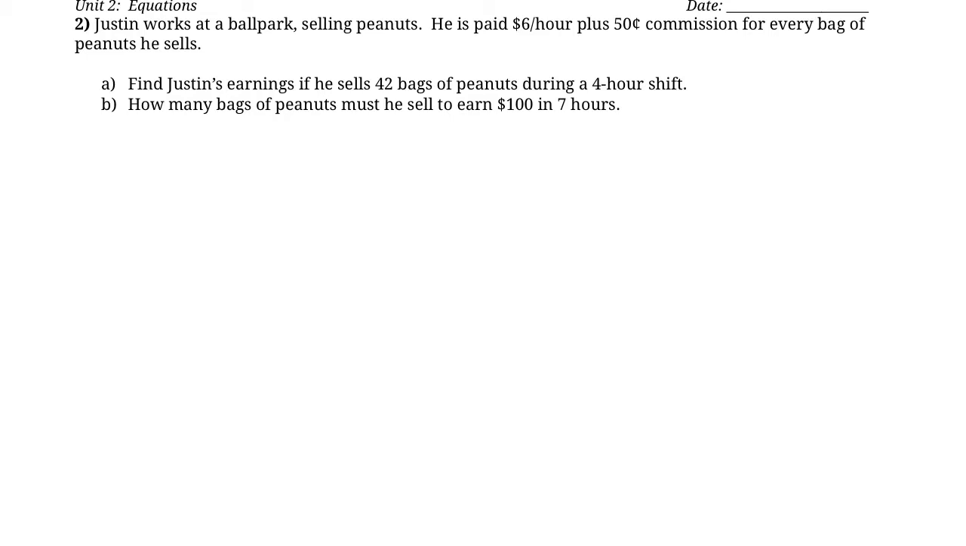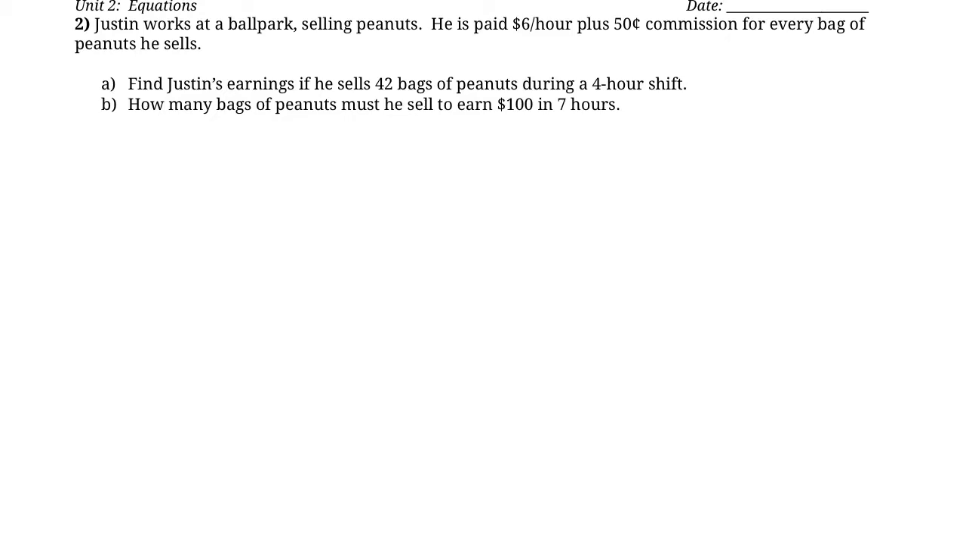In our next question, Justin works at a ballpark selling peanuts. He's paid $6 per hour plus 50 cents commission for every bag of peanuts he sells. So what we know about Justin is how much he makes every hour, and we know how much money he makes or earns for every bag of peanuts he sells. What we don't know is how long he typically works in a day, and we also don't know how many bags of peanuts he can typically sell in a day. That's going to change depending on the day or the situation.